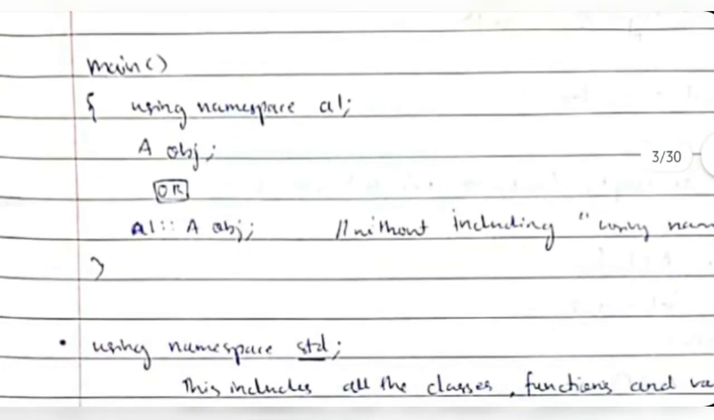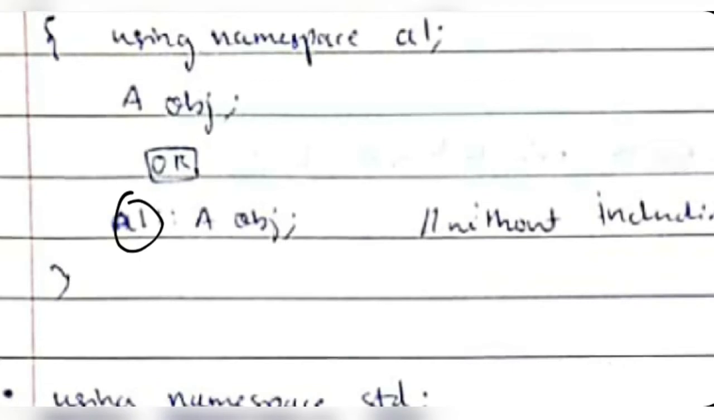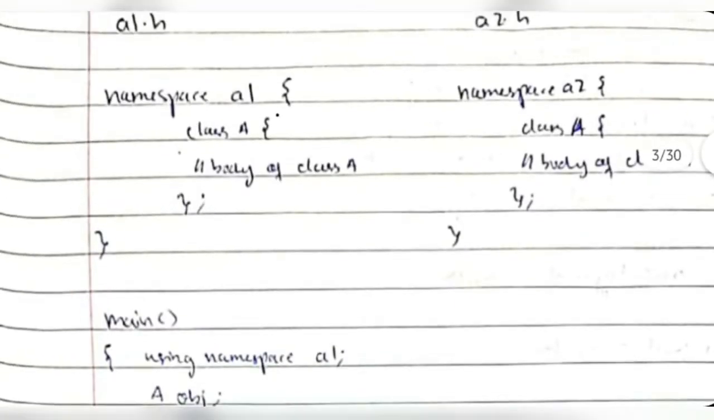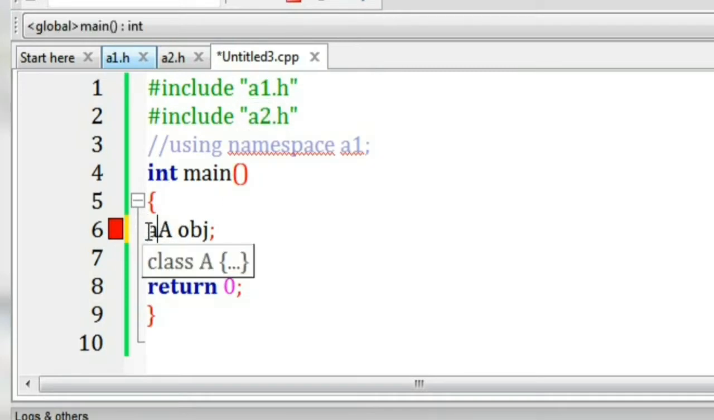Similarly, if I don't wish to write using namespace, I can do this also. I can write a1 followed by double colon A object. So if I use a1 and double colon instead of namespace, that also works the same. This one will be executed. So I can either mention a1 then double colon, and then a1's object will be created of this file.